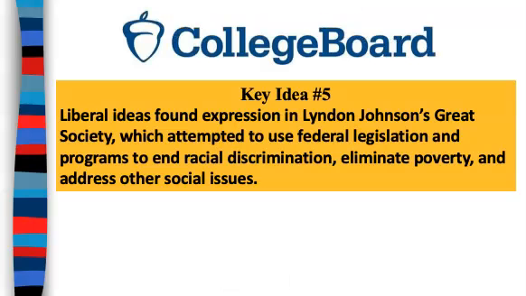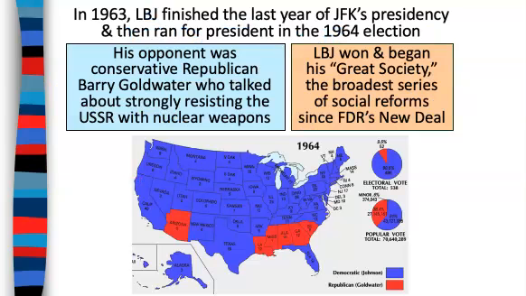Leading us then to key idea number 5, and Johnson's presidency. It says, liberal ideas found expression in Lyndon Johnson's Great Society, which attempted to use federal legislation and programs to end racial discrimination, eliminate poverty, and address other social issues. So in 1963, LBJ is going to finish the last year of JFK's presidency. And then he's going to run for president on his own in the 1964 election.